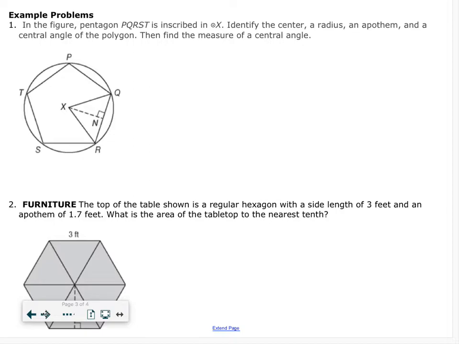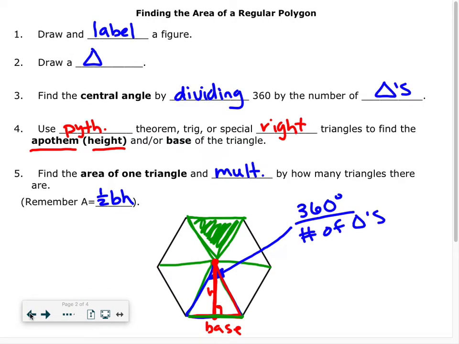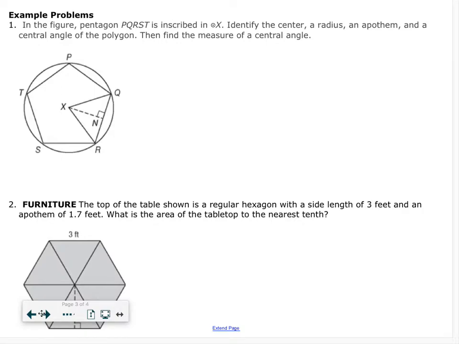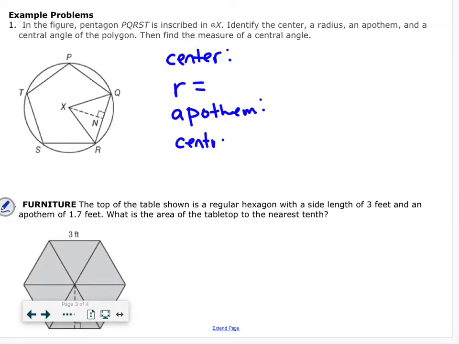So let's take a look at example number 1. Let's see, I think I missed one. No, let's see. Oh, we're just identifying, sorry. Identify the center, the radius, the apothem. Remember, that's the same thing as the height of a triangle, and the central angle. And then we're going to find the measure of the central angle.